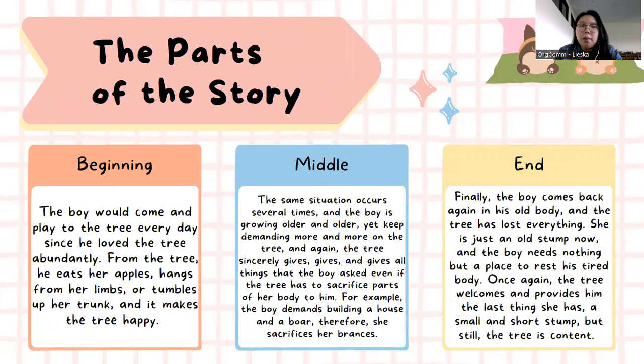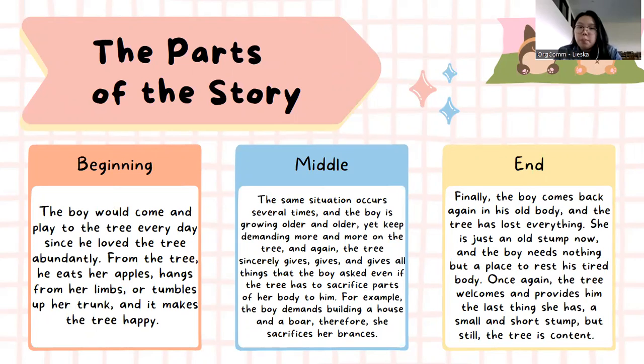The boy will come and play at the tree every day since he loved the tree, right? Abundantly from the tree, he eats her apples, hangs from her limbs, or tumbles up the trunk, and it makes the tree happy. The same situation occurs several times, and the boy is growing older and older, yet keeps demanding more of the tree. But again, the tree sincerely gives all things that the boy asks, even if the tree has to sacrifice parts of her body to him.